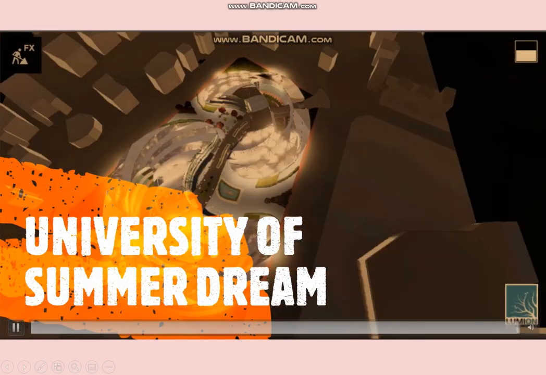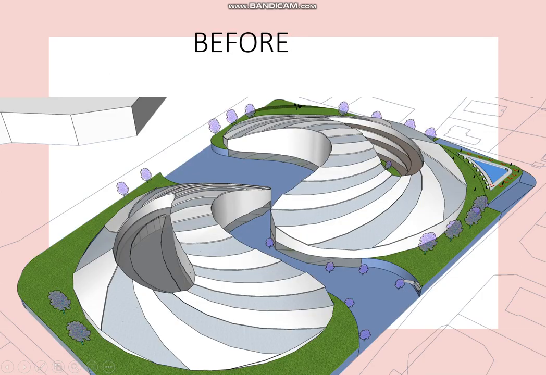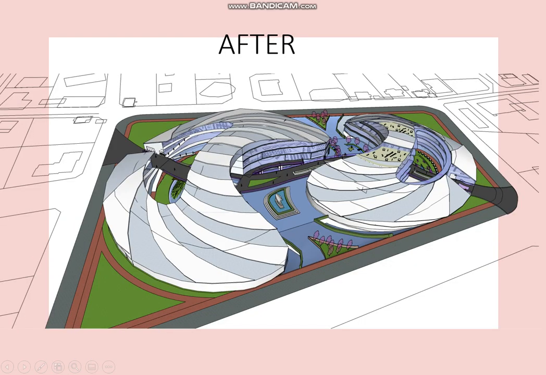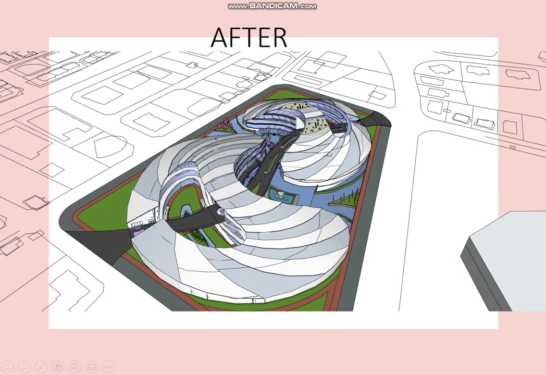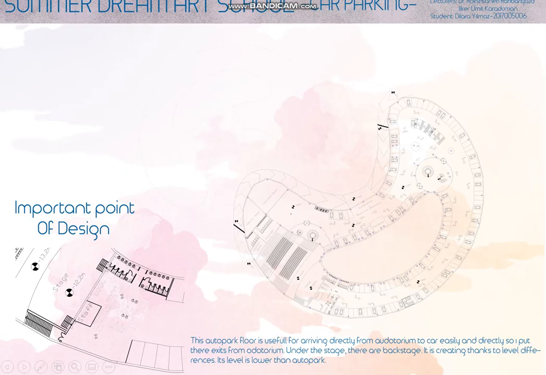University of Summer Dream. And before, it was just a shape, that's all. And then I created so many differences like a middle of the road and the under road and the atriums, etc. As you can see also, my camp has car parking space.